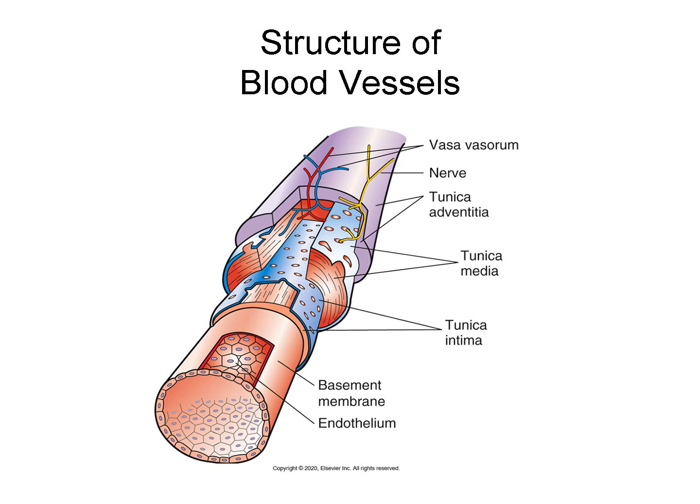The tunica media is primarily made of smooth muscle and elastic tissue, allowing vessels to constrict or dilate. The outermost layer, the tunica externa, provides structural integrity. Small blood vessels called vasa vasorum supply nutrients to large vessel walls. This architecture enables vessels to endure pressure changes.